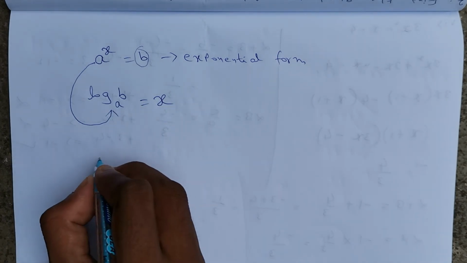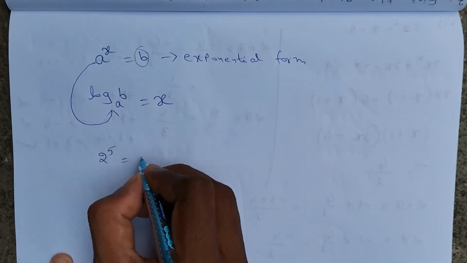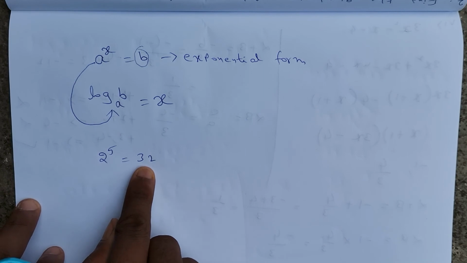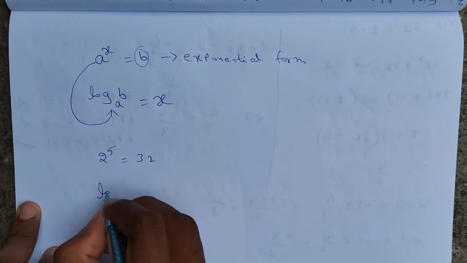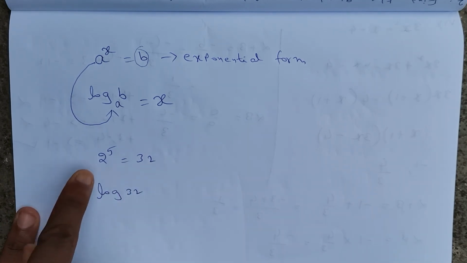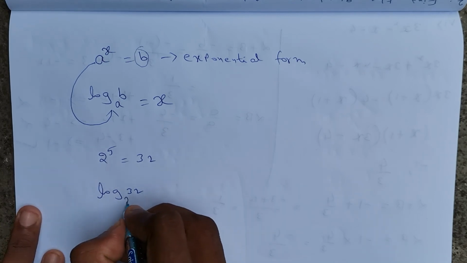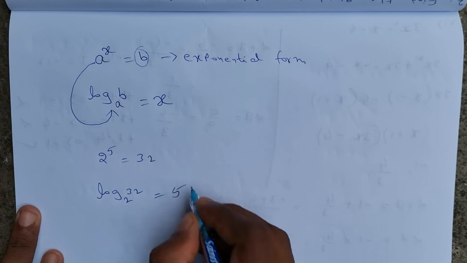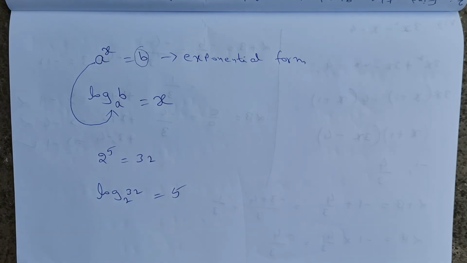Let us check one question. 2 power 5 is equal to 32. Convert this to logarithmic form. First, for the answer, apply log 32. Here the base is 2, so write the same here also as the base, equal to the power, 5. So log 32 base 2 is equal to 5.